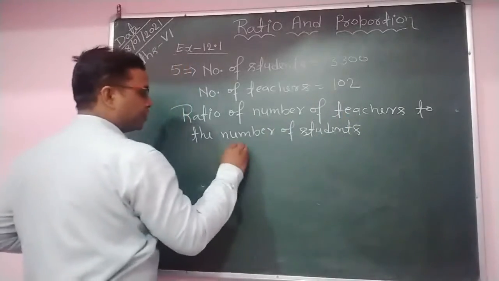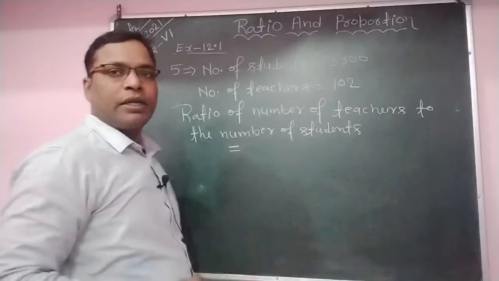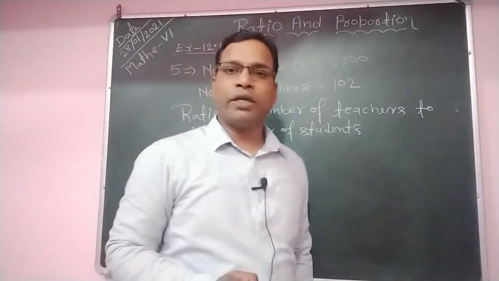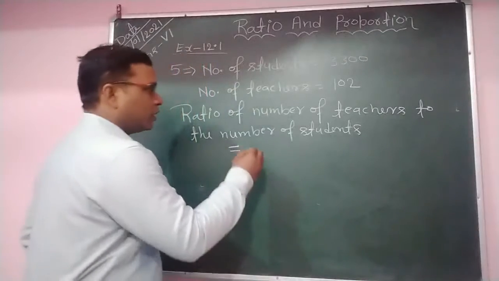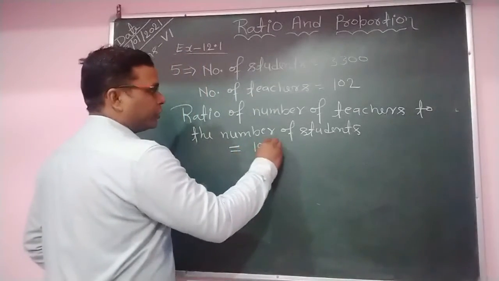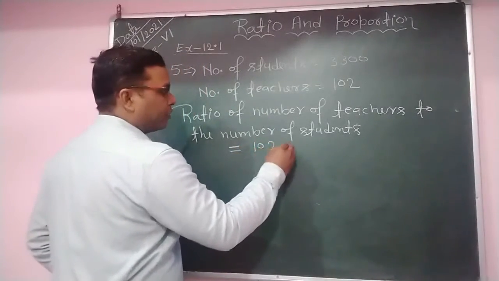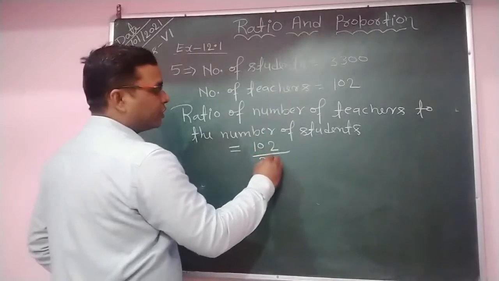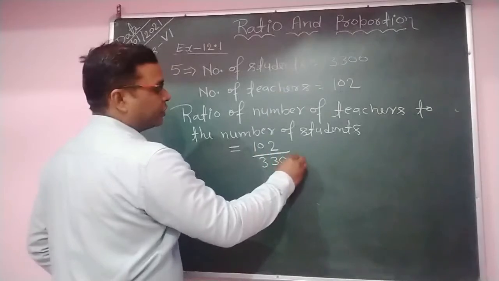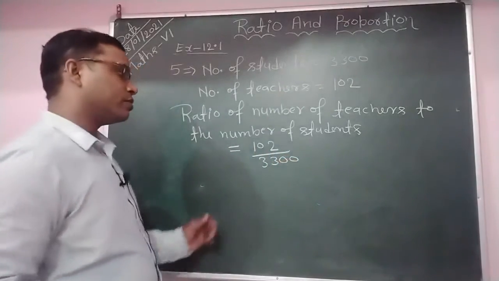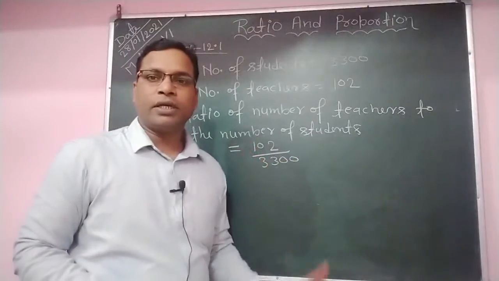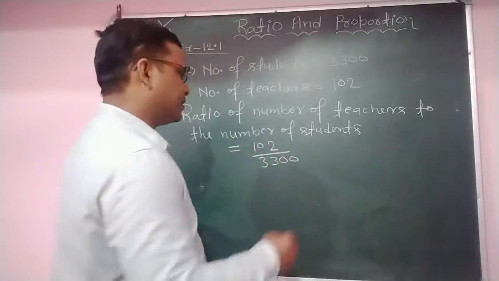Okay, so this is equal to what? The number of teachers is given here. How many teachers? 102. 102 teachers are given here, and the number of students is also given here. How many students? 3300. Okay, so 102 upon 3300. You can cancel it.